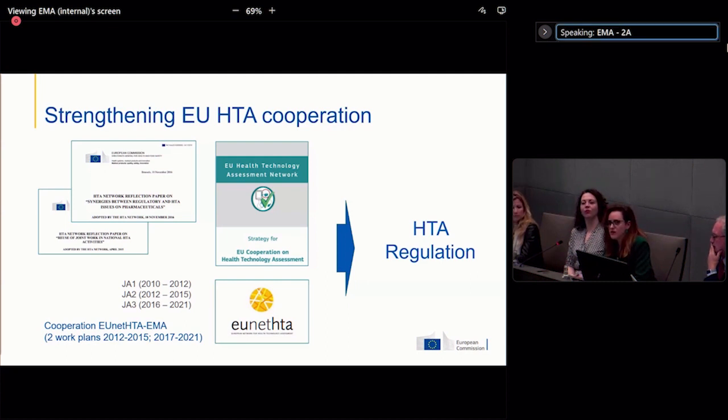One, because we are at the EMA, and EUnetHTA and EMA have had a solid cooperation for years now. I'm sure Michael can say more about this, or the colleagues. And secondly, because what we have done in the past, the methodologies and the guidelines and all the work that was developed, now has in a certain way to look at the future and be adapted to the new system.